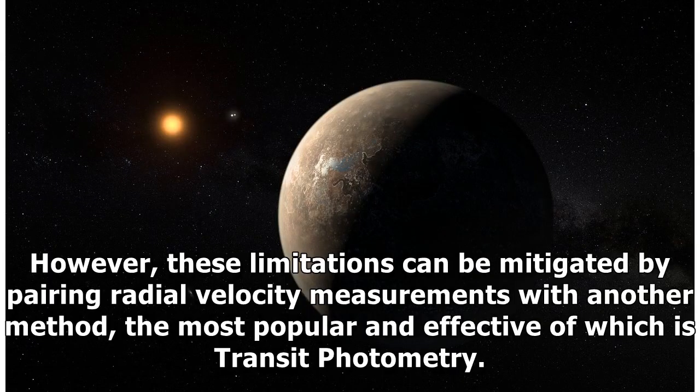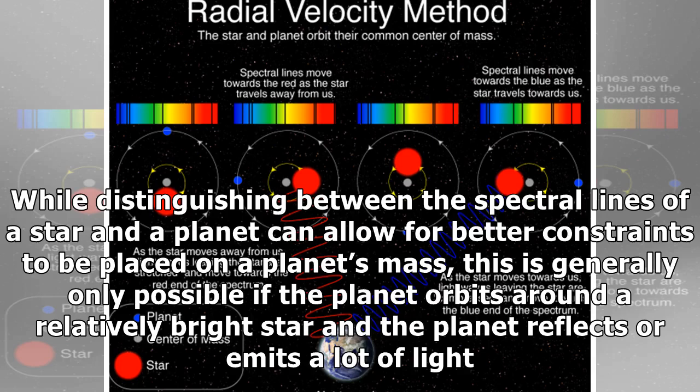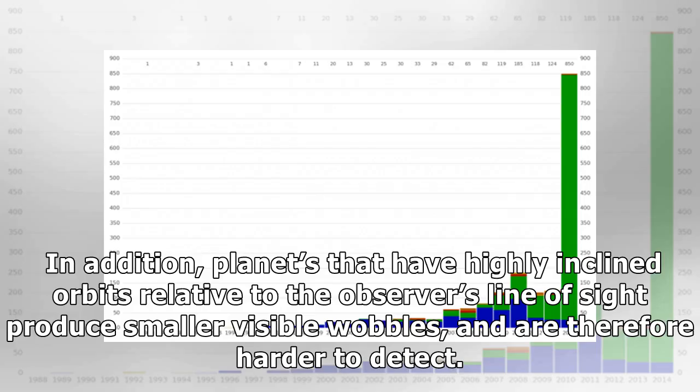However, these limitations can be mitigated by pairing radial velocity measurements with another method, the most popular and effective of which is transit photometry. While distinguishing between the spectral lines of a star and a planet can allow for better constraints to be placed on a planet's mass, this is generally only possible if the planet orbits around a relatively bright star and the planet reflects or emits a lot of light. In addition, planets that have highly inclined orbits relative to the observer's line of sight produce smaller visible wobbles, and are therefore harder to detect.